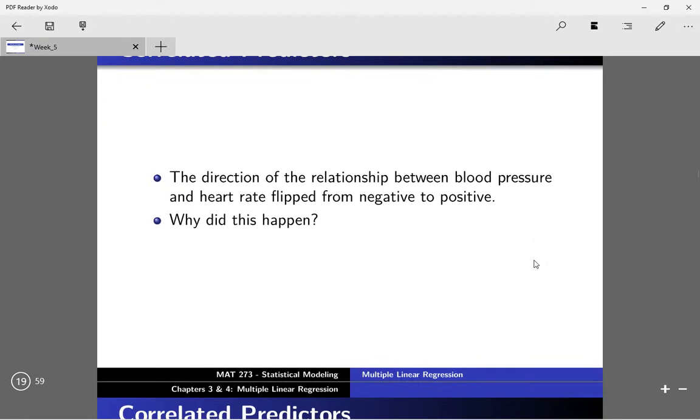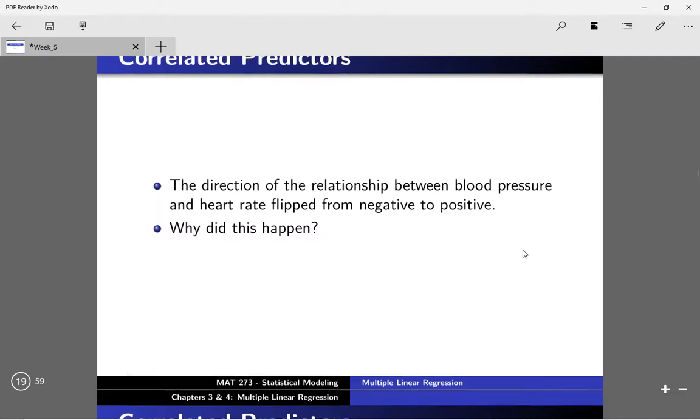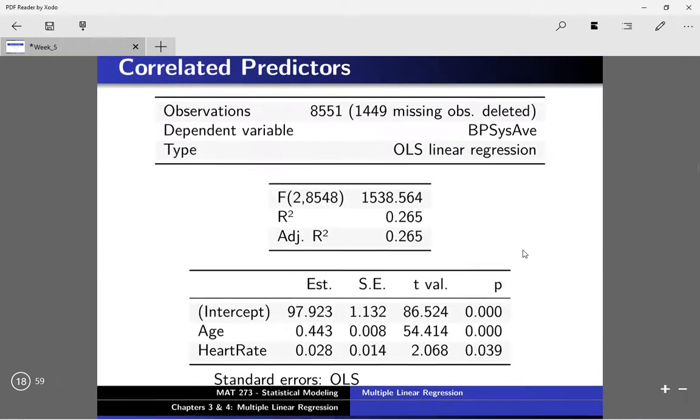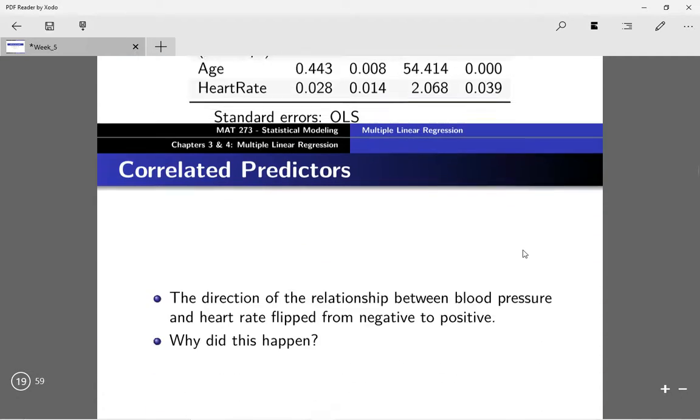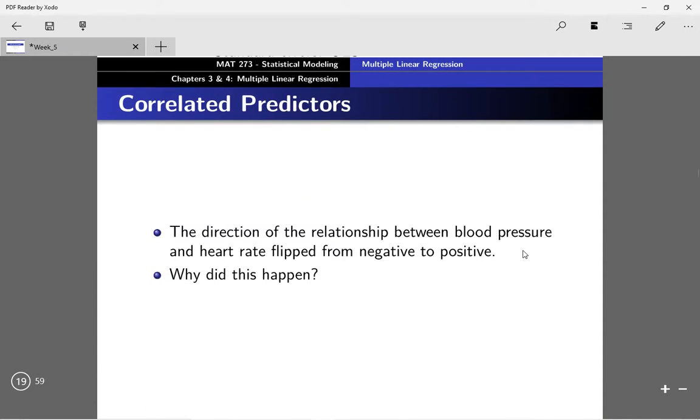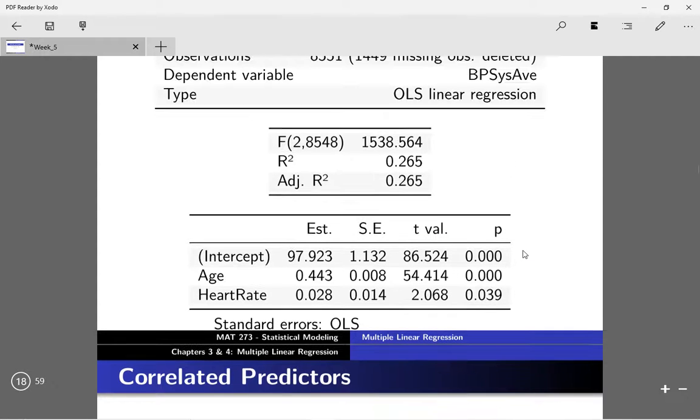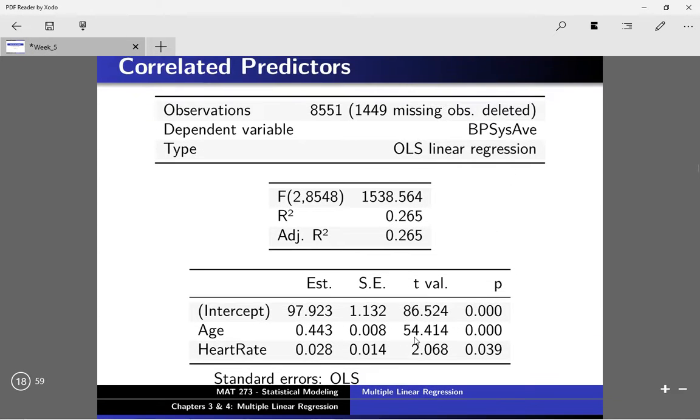So how can this be? We have this relationship that we described from the same data set in terms of how heart rate and systolic blood pressure relate to one another. And this relationship and how we interpret it has changed drastically without changing our data set even. So this happened because of the correlation between age and heart rate, or what is called multicollinearity.